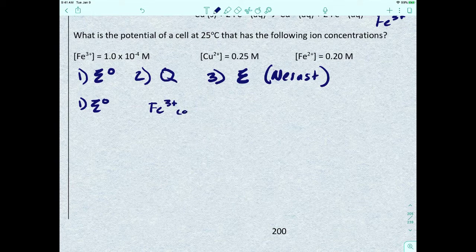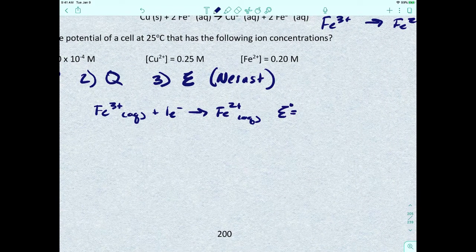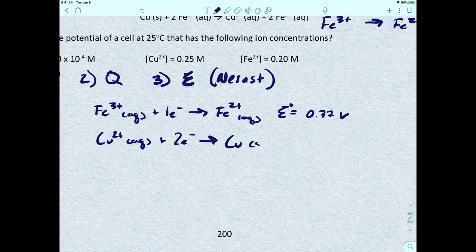Fe3+ (aq) plus an electron yields Fe2+, and the voltage was 0.77 volts. The other reaction was Cu2+ plus 2 electrons yields copper solid, and that voltage was negative 0.34 volts.